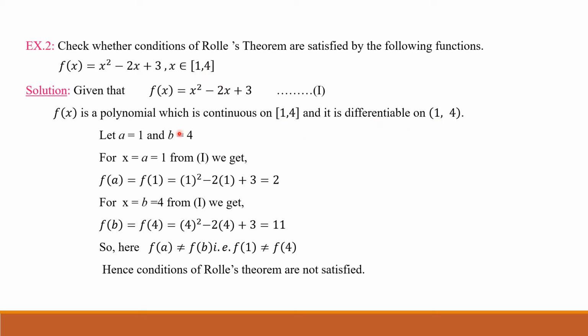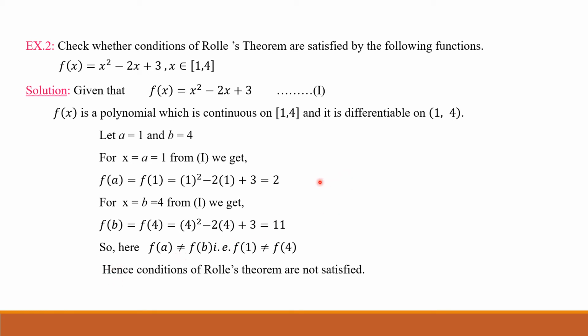a equals 1 and b equals 4. Find the values of the function at these 2 points. f of a equals f of 1. Put x equal to 1. 1 square minus 2 into 1 plus 3 is equal to 2. For x equal to b equal to 4, from equation 1 we get f of b equals f of 4 equals 4 square minus 2 into 4 plus 3. Simplifying we get 11.